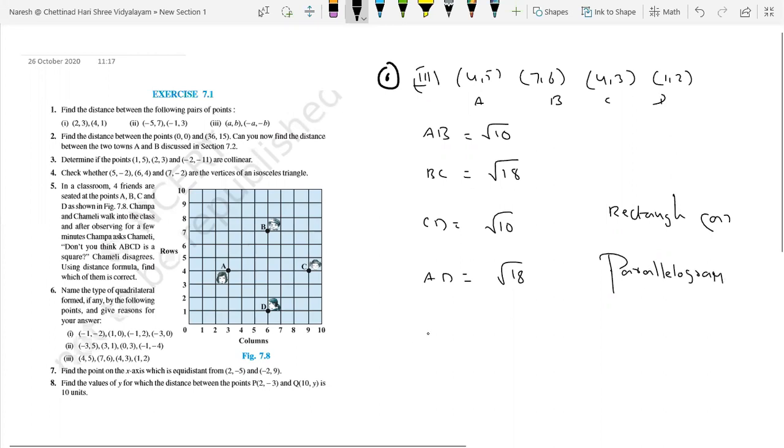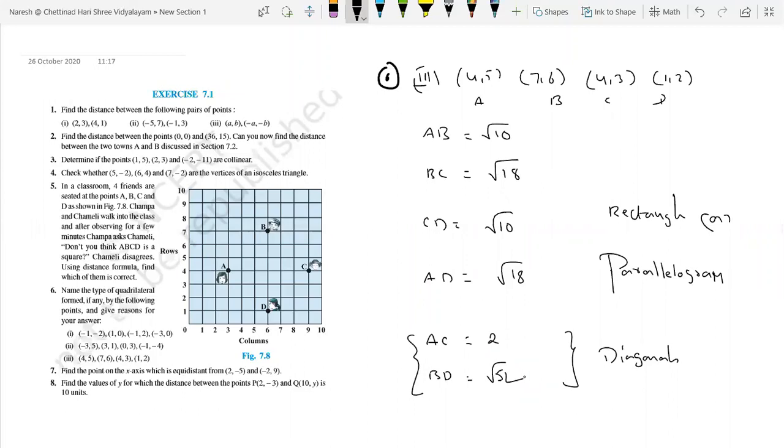To say whether it is a rectangle or a parallelogram, what do we have to calculate? AC and BD, these are the two diagonals. For AC, I got 2, sir. And for BD, I got root 52, sir. AC, you got 4 minus 4, 0, and 3 minus 5, 2 square, so 2. And BD, 1 minus 7, 6 square, 2 minus 4, 4 square, 36 plus 16, root 52. Correct. So the diagonals are not equal here.